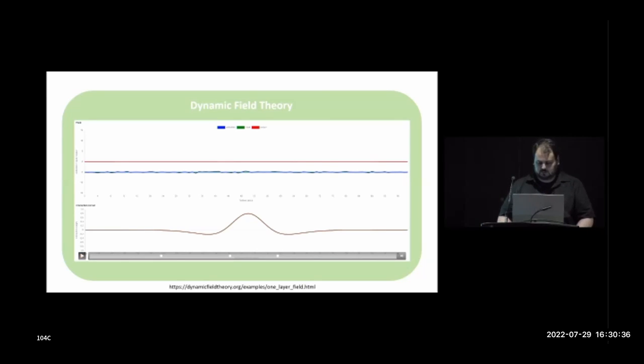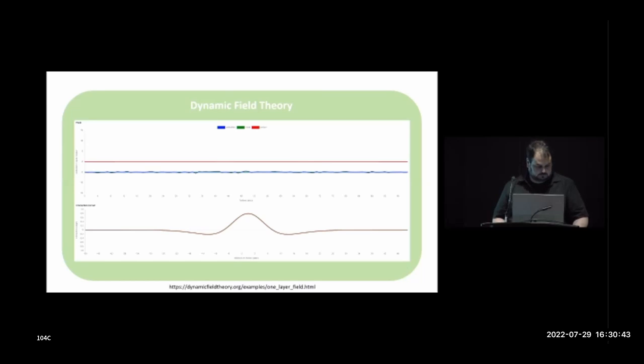Okay, this is a simulation for a one-dimensional neural field. Blue is the activation, green the input, and red is the output of the field.